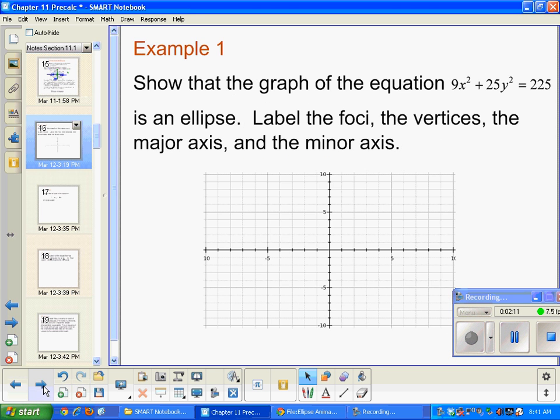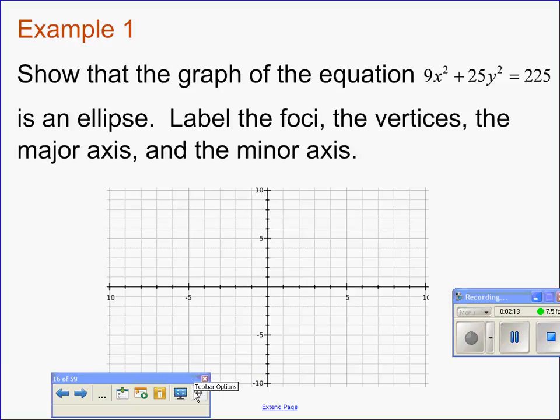Okay, we're going to work through a few examples. Here what we're going to do is show that the graph of the equation 9x squared plus 25y squared equals 225 is an ellipse. And we're going to label the foci, the vertices, the major axis, and the minor axis.